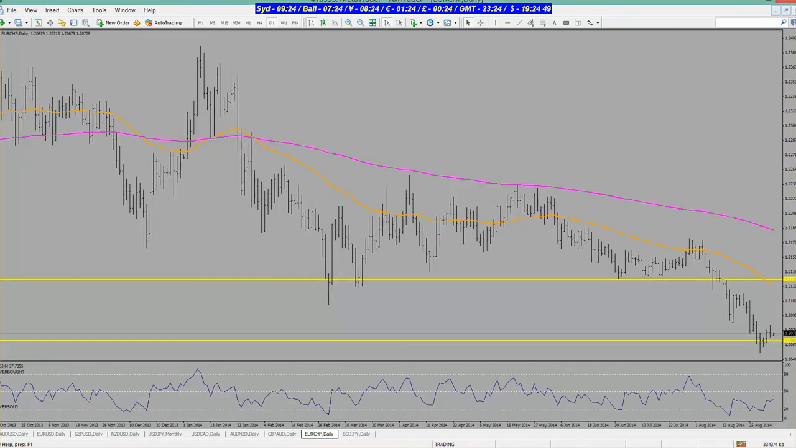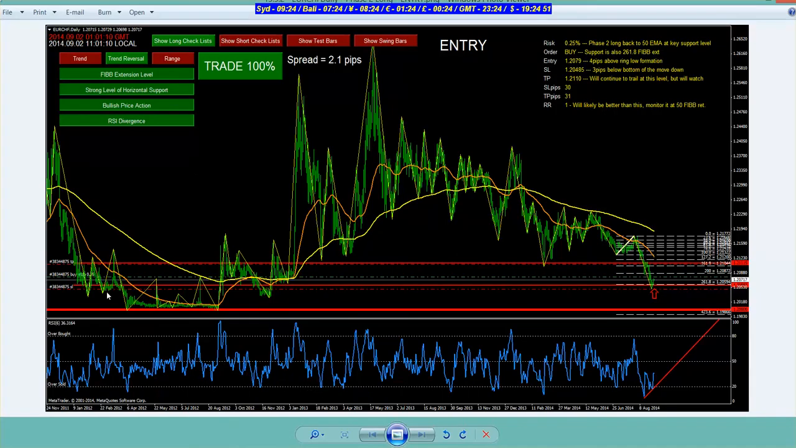Another person looking at the Euro Swiss here. This big thick red line, $1.20. Yep. 2.618. This red line, which is 2060 effectively. Three pips below the bottom of the move down, 4 pips above the ring low formation by supporters, also 2.618. Okay, 2.618, stop loss is 30 pips, take profit is 31.